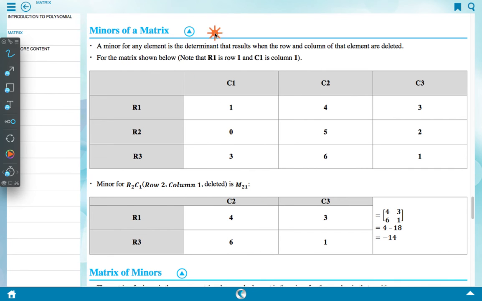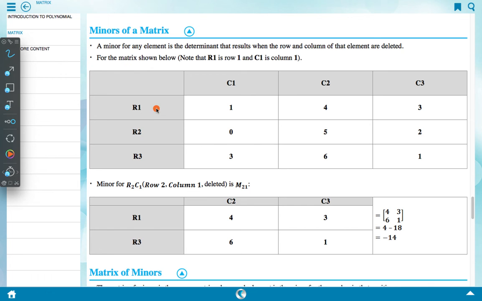Minor of a matrix. A minor for any element is the determinant that results when the row and column of that element are deleted. For the matrix shown below, note that R1 is row 1 and C1 is column 1. Here C1 means column 1, C2 means column 2 and C3 is column 3. Here, R1 means row 1, R2 means row 2 and R3 means row 3.